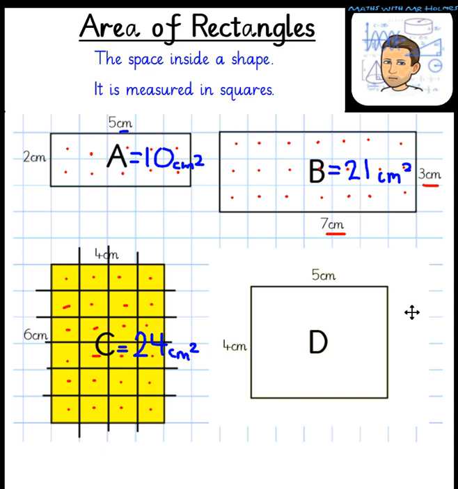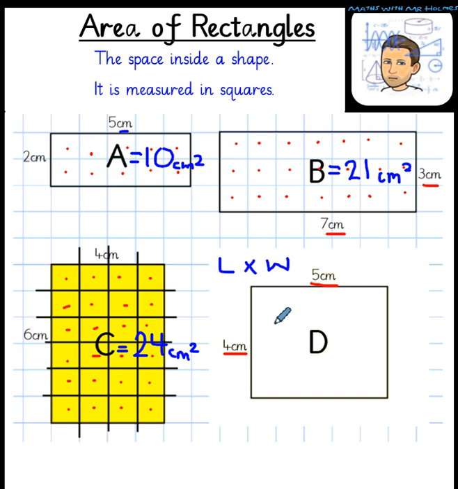So if you can remember, let's have a look at our measurements. So our long side is 5 centimeters. Our short side is 4 centimeters. And the formula that we've found is that if you multiply these lengths, so that's the length multiplied by the width, will give you the area.